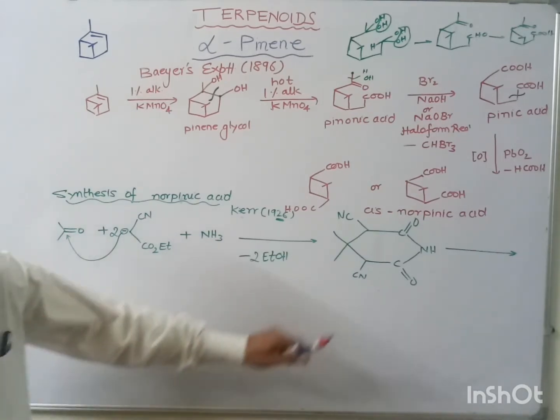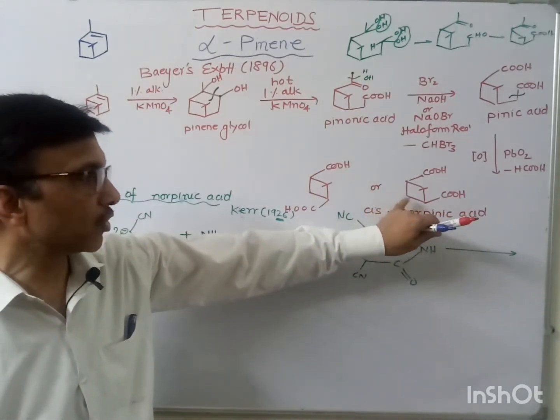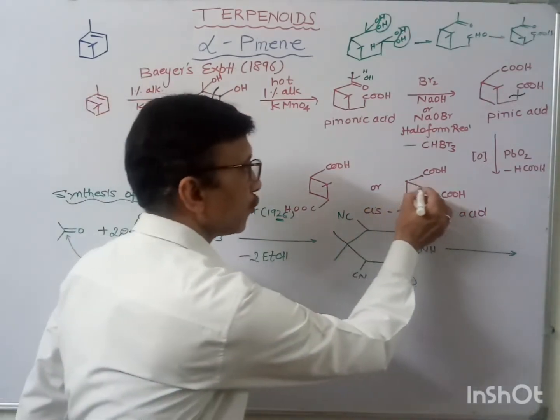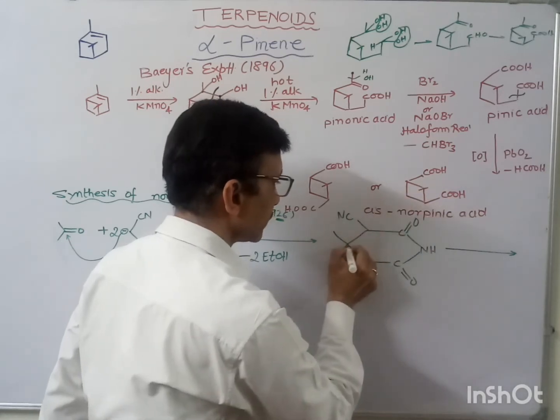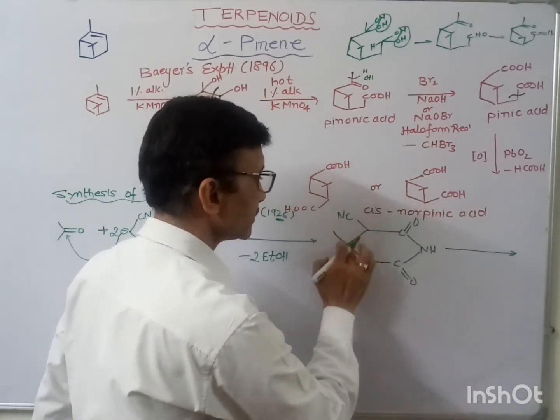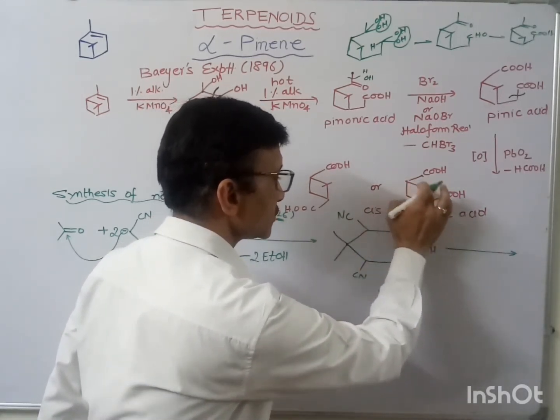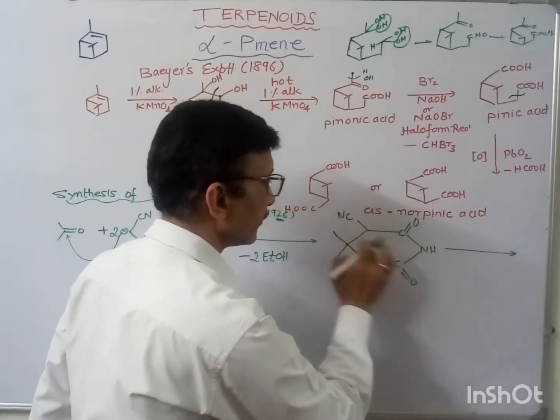Now what we have to synthesize? We have to synthesize norpinic acid containing this 4-membered ring. So these are the 2 carbons which are present over here. So this has already been present. Now we have to close this ring. We have to form a 4-membered ring over here.